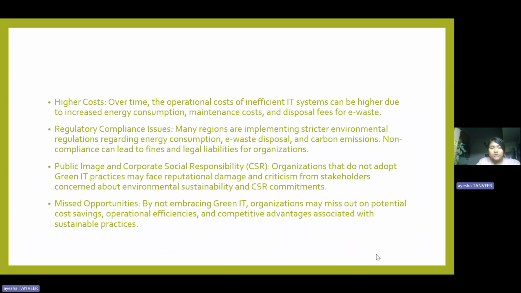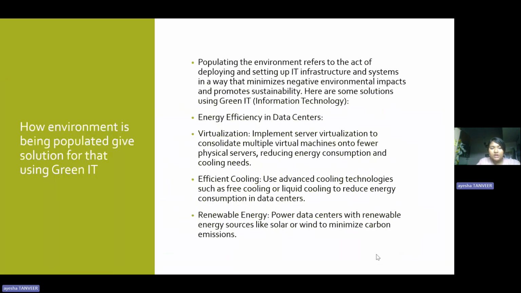How the environment is being polluted, and the solution for that using green IT. Populating the environment refers to the act of deploying and setting up IT infrastructure and systems in a way that minimizes negative environmental impacts and promotes sustainability. Here are some solutions using green IT.